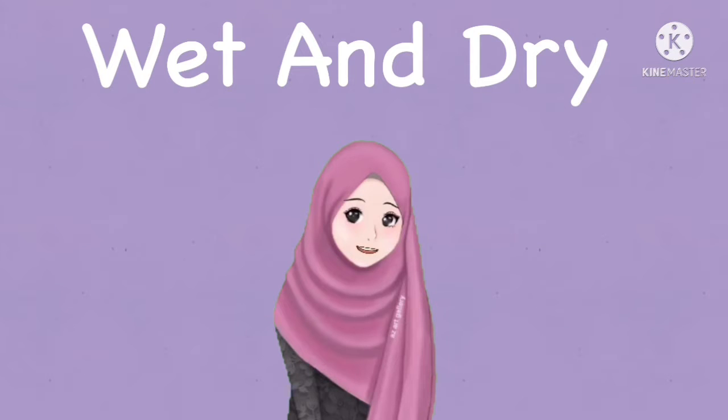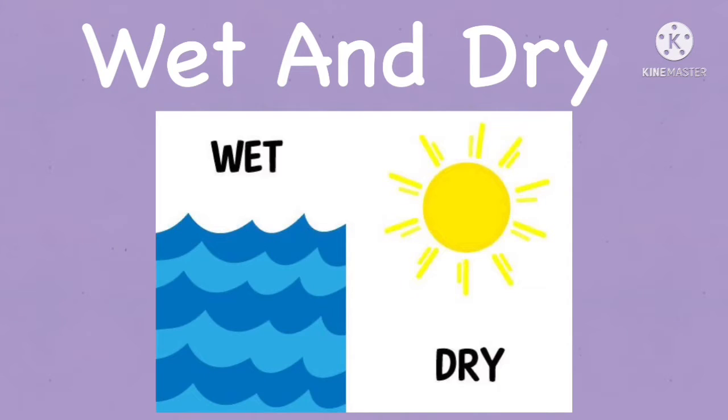Children, today we will be learning the concept of wet and dry. Wet and dry are the opposite of each other. Here are a few examples of wet and dry.